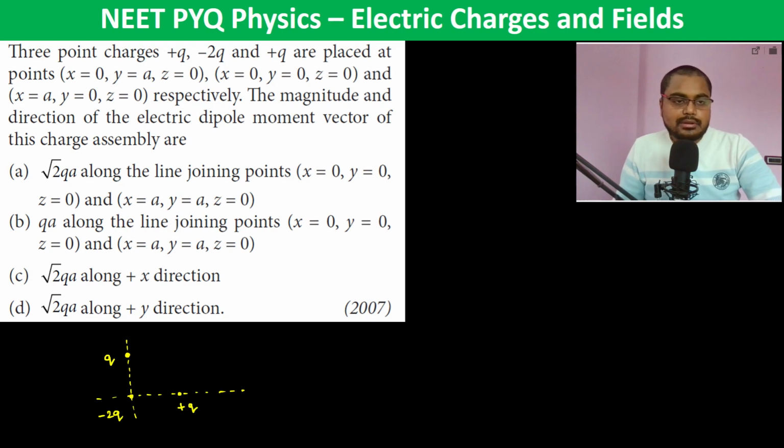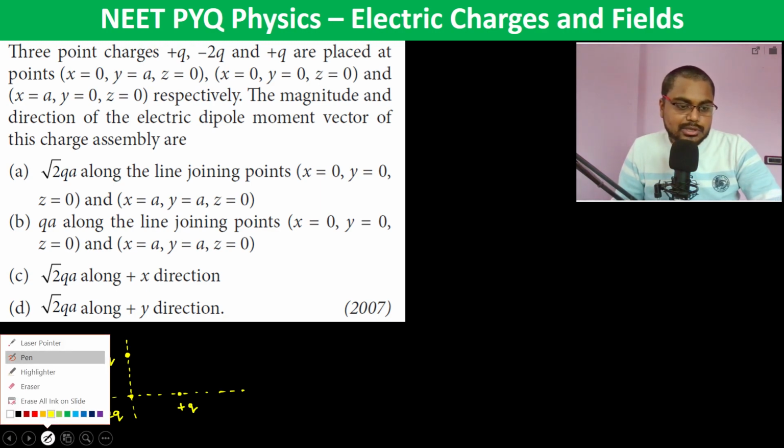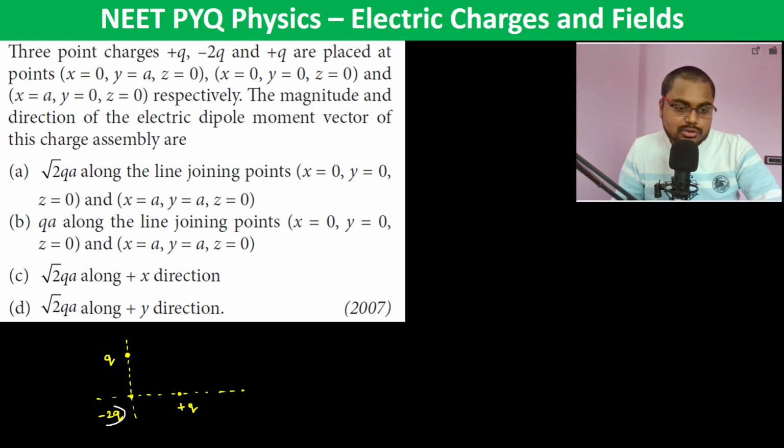So now what we have to find is the magnitude and direction of the electric dipole moment vector of this charge assembly. What we can do is break this minus 2q into two charges, minus q and minus q. Now we can clearly see that for this combination, this is the dipole moment vector, and this is the electric dipole moment vector for this combination of charge.